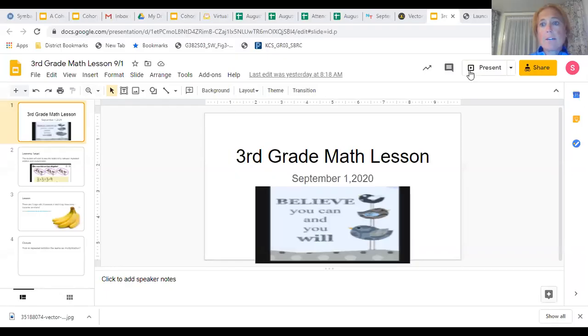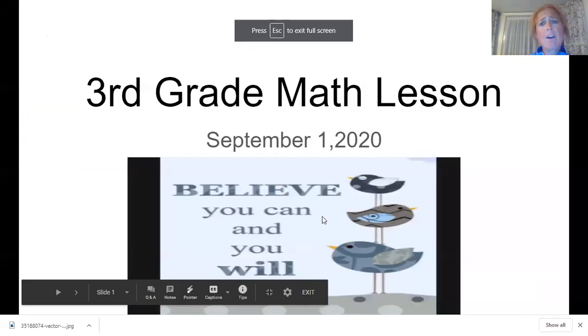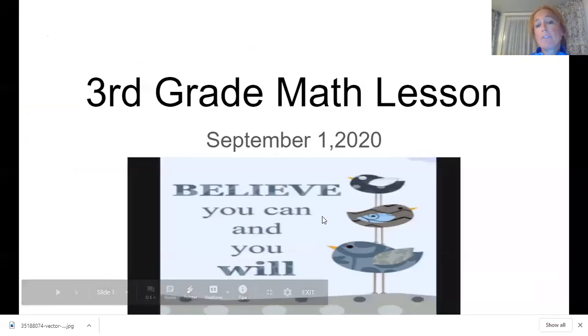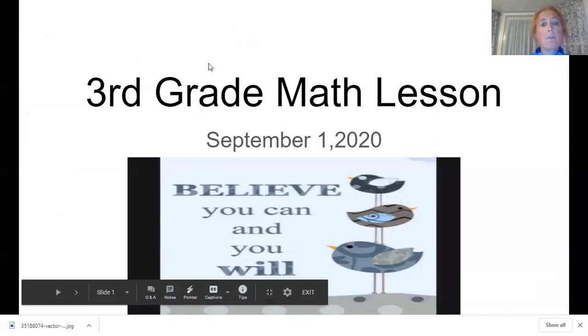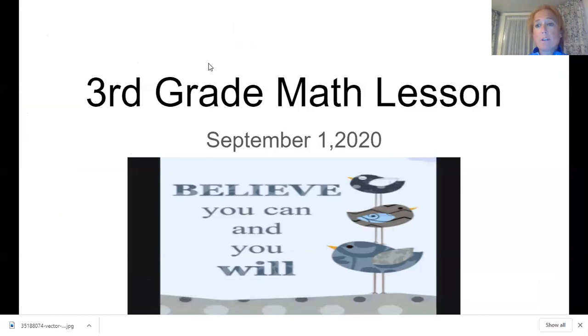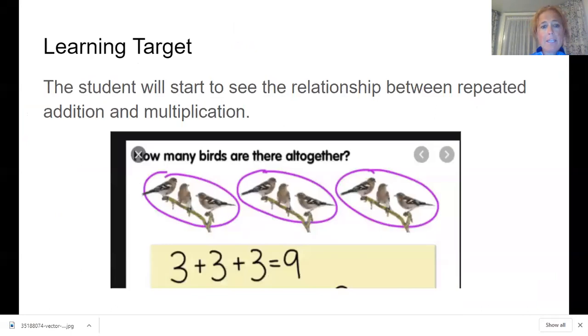All right, like I said, this is our third grade math lesson. It's September 1st, and I have a little quote here for you to start our math lesson, and it says, "Believe you can, and you will." So if we can have that growth mindset and know with a little bit of work we can get it, we will. All right, let's begin.